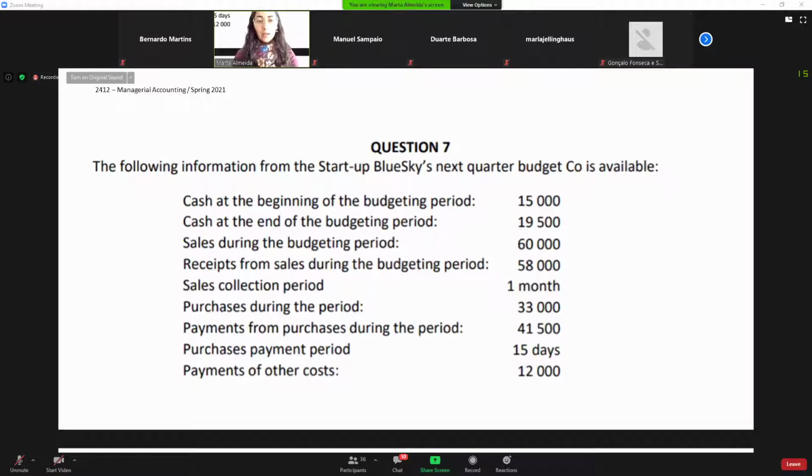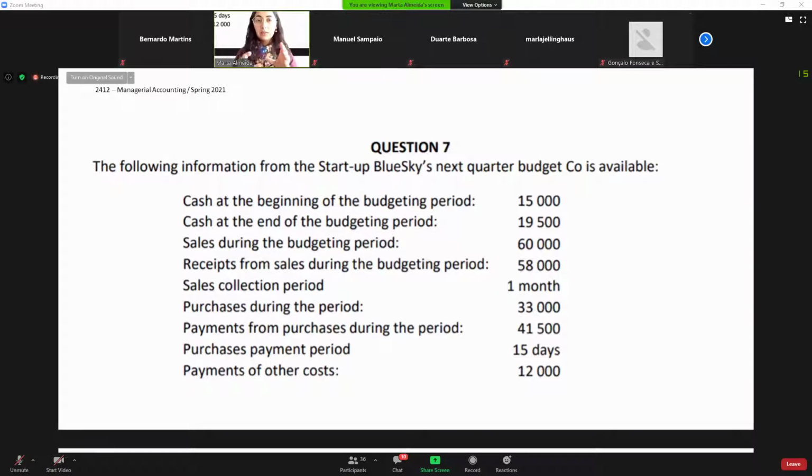Okay. And because we have a sales collection period of 1 month, and we are doing this for the quarter, and the quarter is 3 months, it means that the last month of sales, the last month of the quarter, we will only receive afterwards, in the next quarter, in the following quarter.